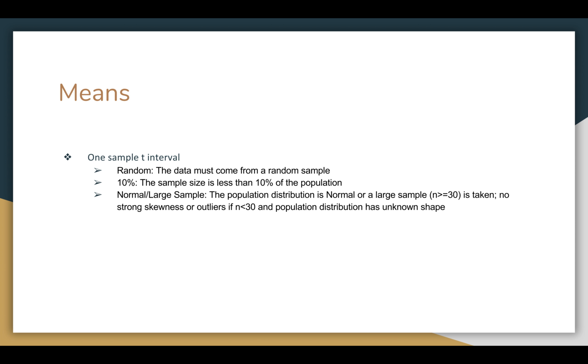The population distribution is normal, or a large sample, n greater than or equal to 30, is taken. There should be no strong skewness or outliers if n is less than 30 and the population distribution has unknown shape. This is the equation for the one-sample t interval for mu, for means, where t star is the critical value for the t sub n minus 1 distribution.